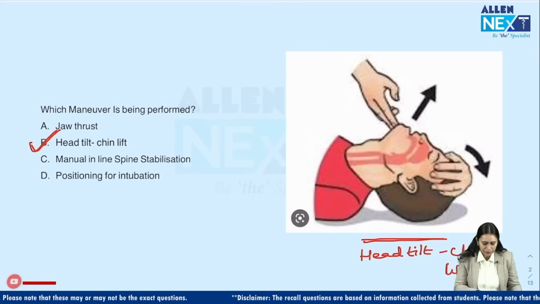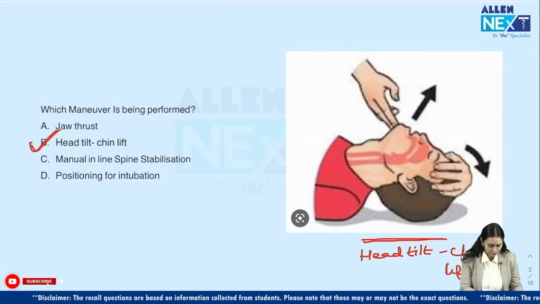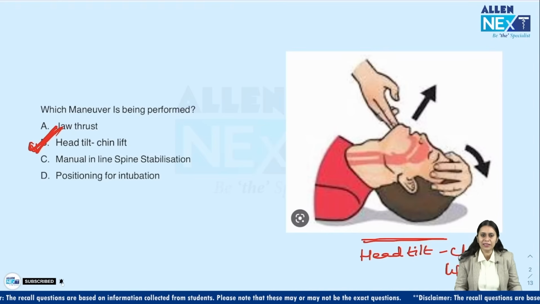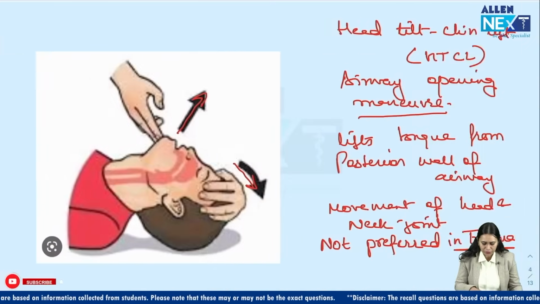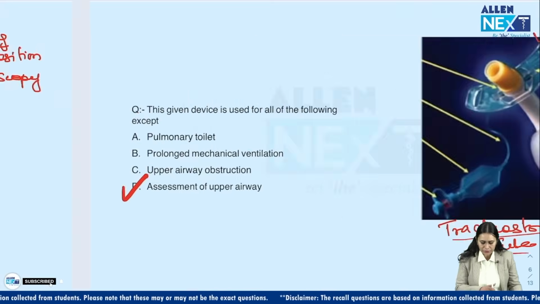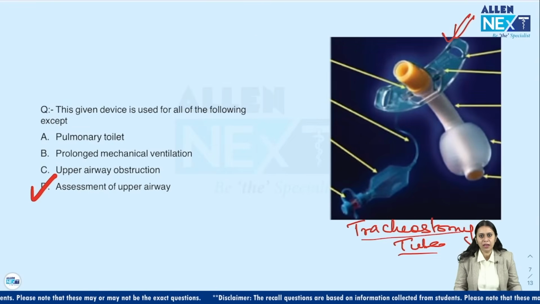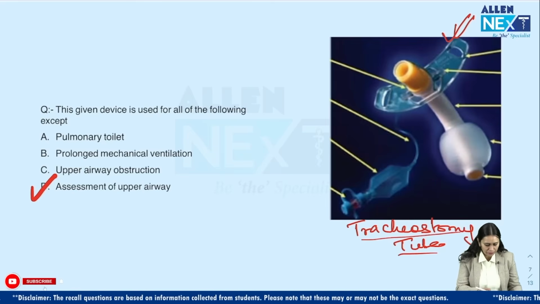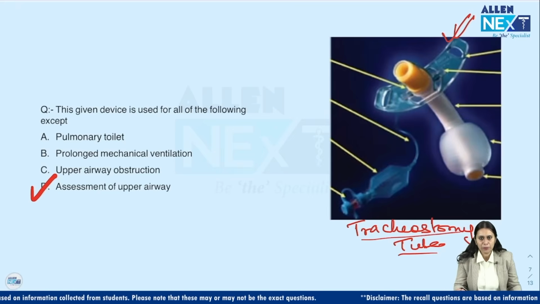The first question: the image was given and they asked what is the name of this image. The answer is head tilt, chin lift. The second question: they gave the image of this tube and asked what this tube is not used for. This tube is not used for assessment of upper airway. It is used for pulmonary toileting, prolonged mechanical ventilation, and upper airway obstruction, but not for assessment of upper airway.